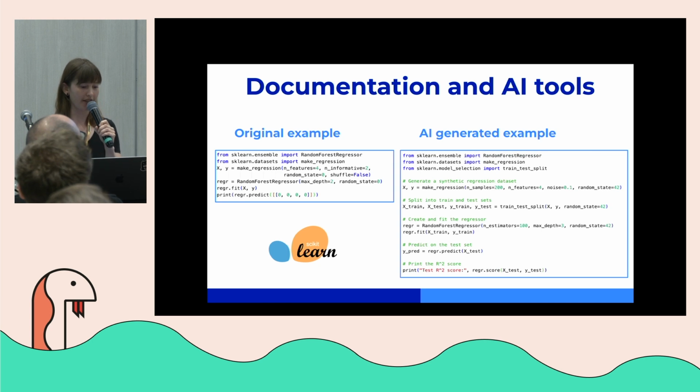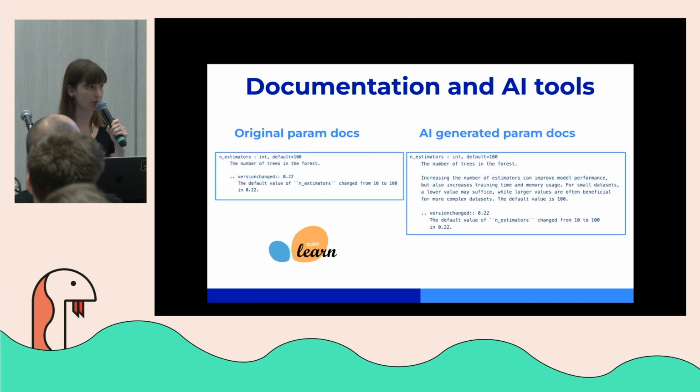And then what I did was that I deleted the n-estimators parameter documentation from the random forest regressor, and I said to GitHub Copilot, okay, please document this parameter for me. And this is what came out. So on the left-hand side, we can see n_estimators. It's an integer, default equals 100, and then a short description, the number of trees in the forest, and then some information about when this was changed. And you can see the exact same information on the right-hand side in the AI-generated param docs.